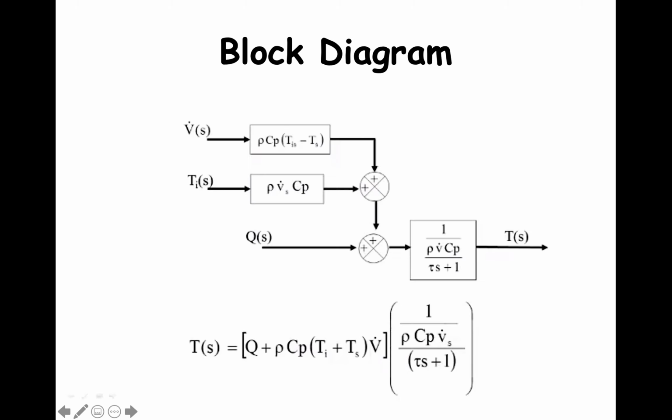This shows the block diagram for the equation we found for the fluid heater problem with two variable inputs, the flow rate V dot and the inlet flow rate temperature Ti. Capital Q is the amount of electrical heat added to the fluid to change the outlet temperature T.